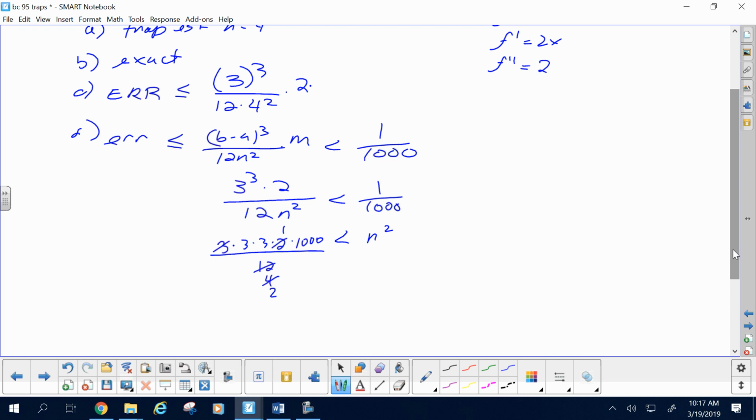Okay, so in terms of isolating n squared, so I'm feeling something like n squared is greater than 4,500, yeah?